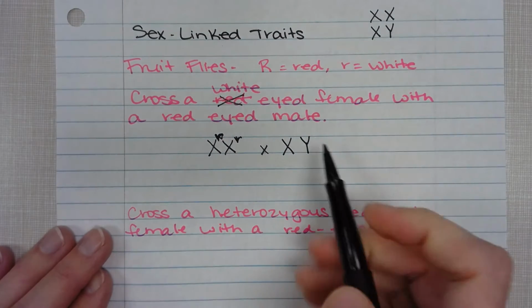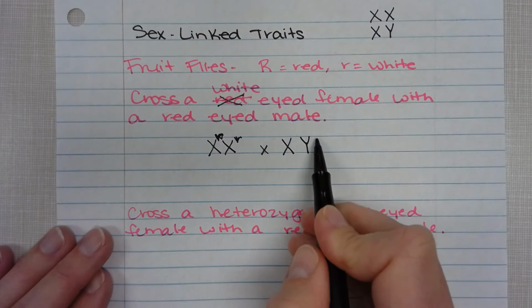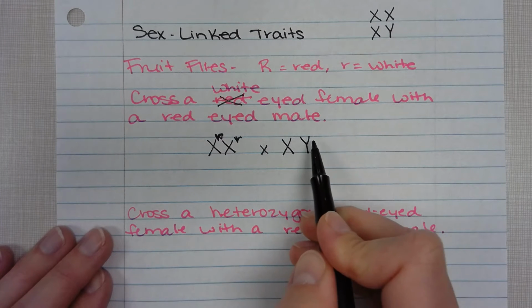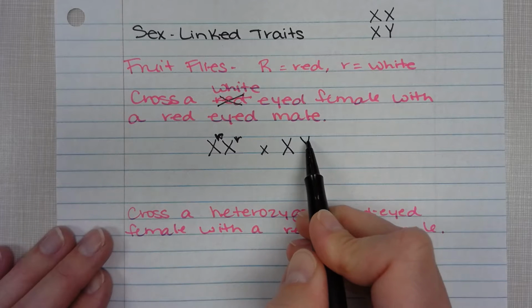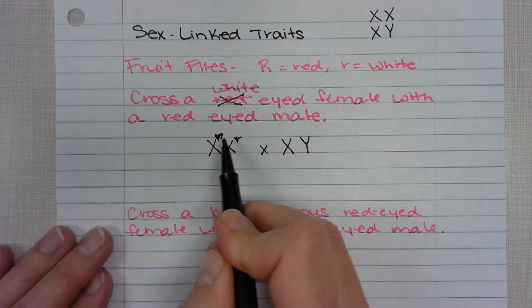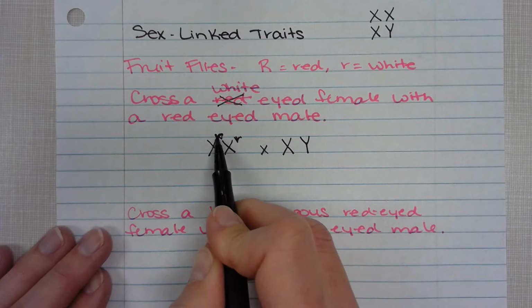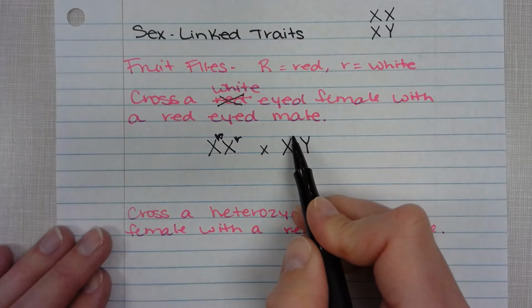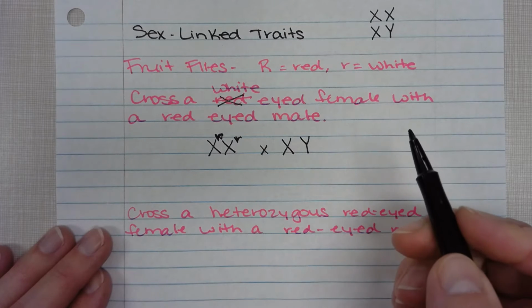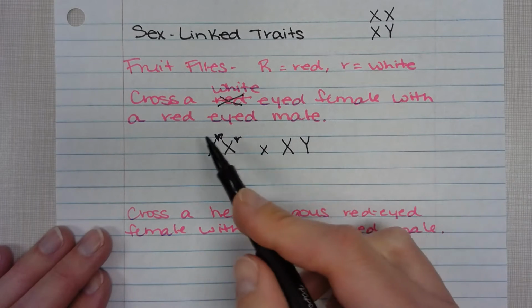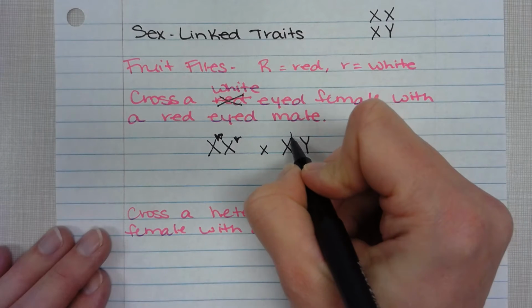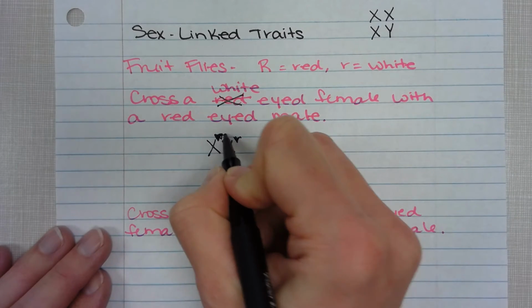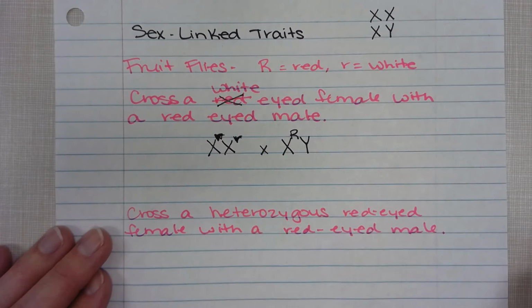Remember, with sex-linked traits, no trait is ever held on the Y chromosome. It's just too small to carry any of those traits. So no trait will ever be attached to the Y. So for females, you'll have a letter or allele connected to each of the X's here, where males, they either have the trait or not, because it can only be represented on the X. So red-eyed male.